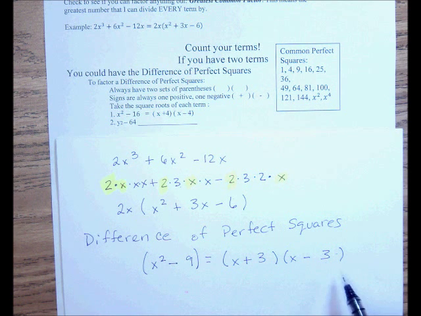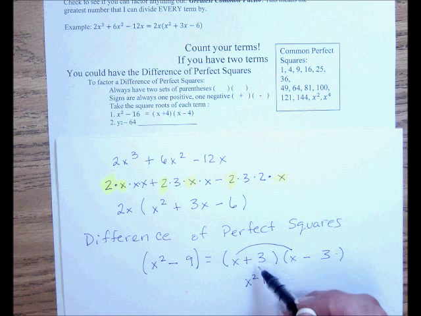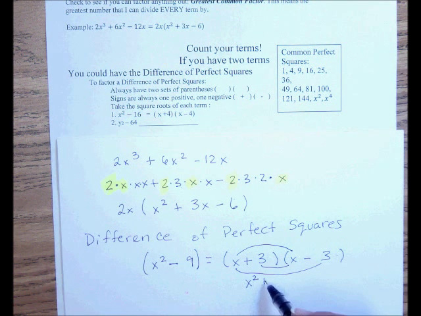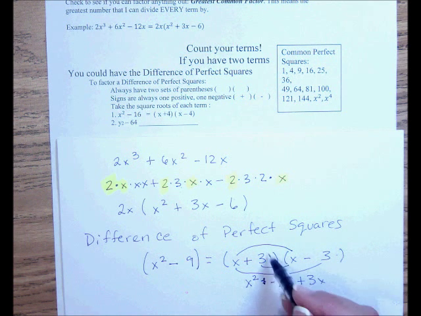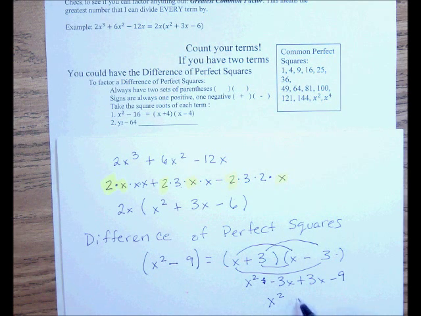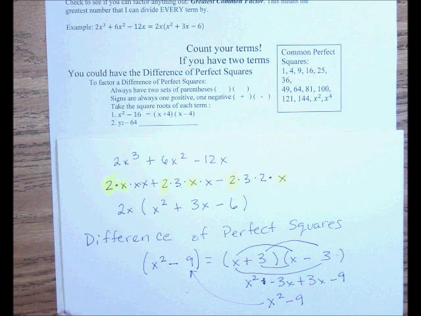Now, you can always check these by FOILing. So I have first, x times x is x squared. I have outside, which is negative 3x, and I have inside, which is positive 3x, and then I have last, which is negative 9. And then when I simplify that, I come up with my original, which is x squared minus 9. And that's always my goal, is for them to be equal to each other. I'm not changing anything.